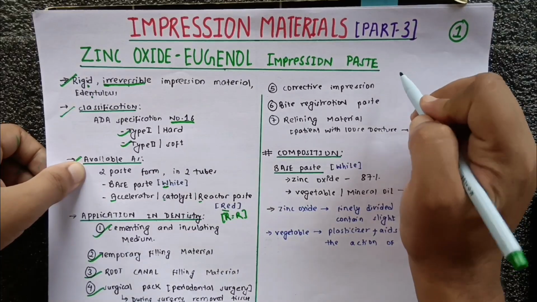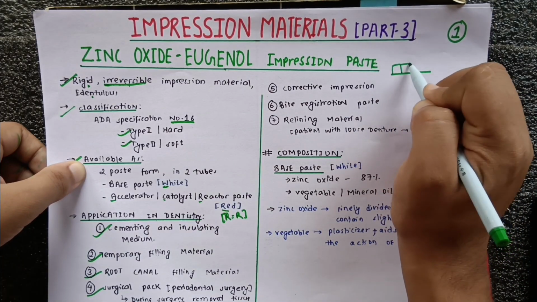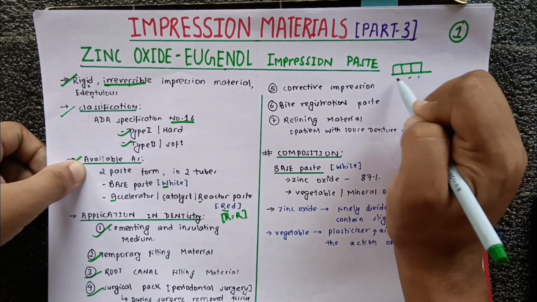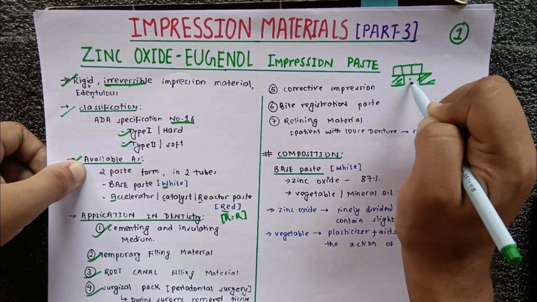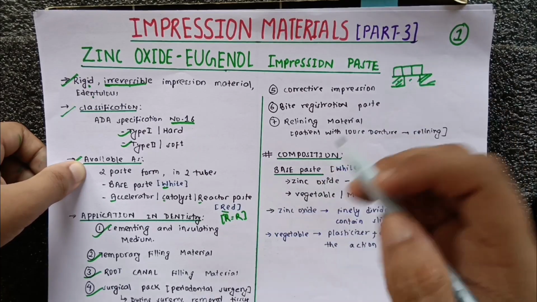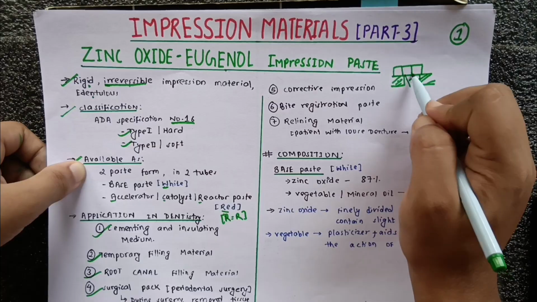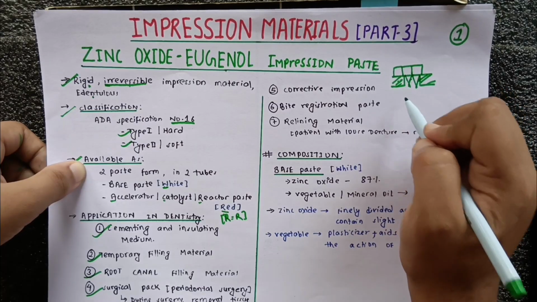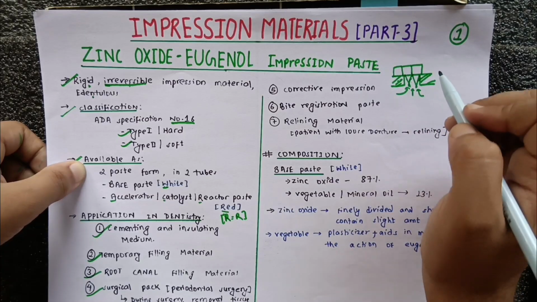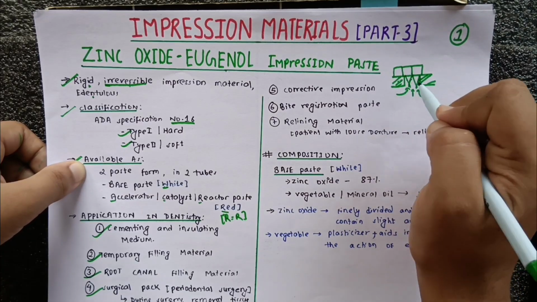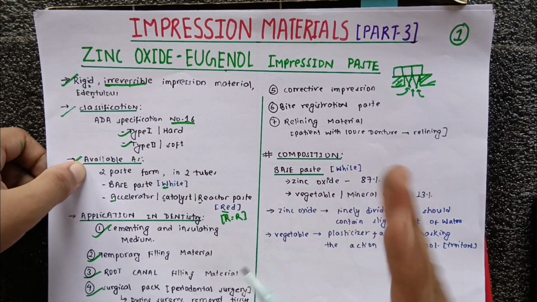I will show you the picture. Just think this is a tooth and this is the gingiva, and this flap of tissue is taken out. When this flap of tissue is taken out, the root of this tooth is exposed, so the microbes can get in and incorporate here. So for sealing this zone, we use this zinc oxide eugenol impression paste.